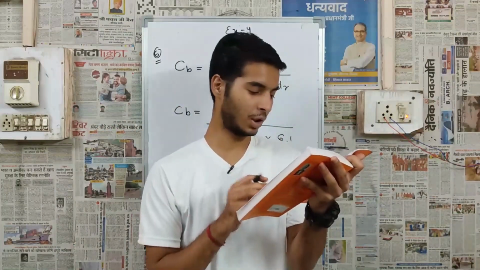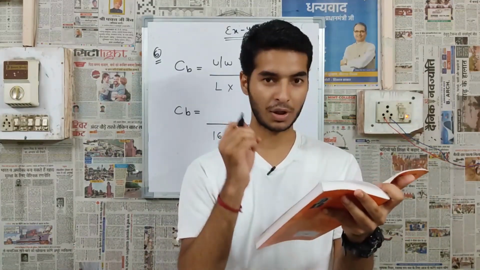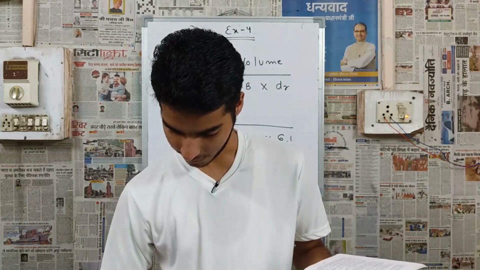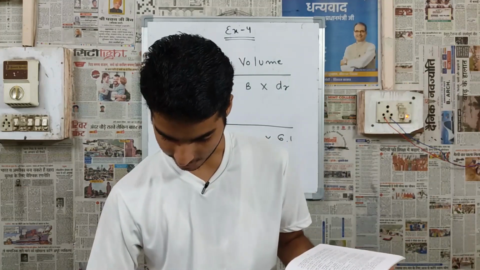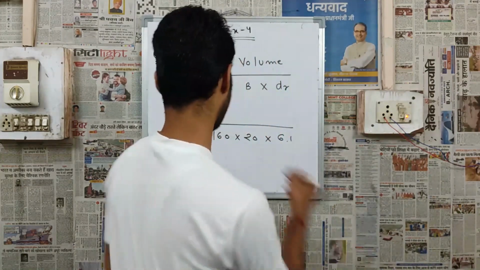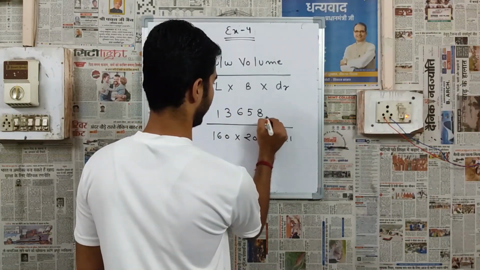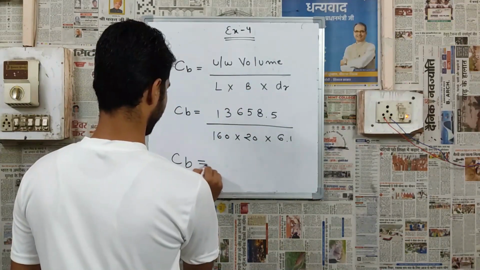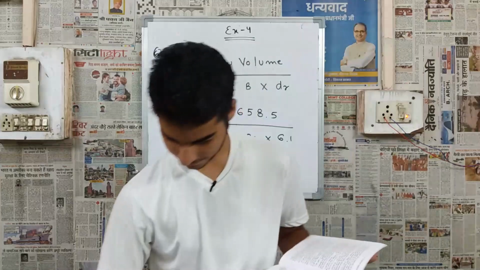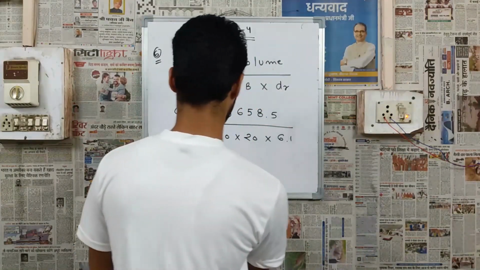To find underwater volume, what we have to do is divide the displacement, that is 14,000 ton, with the salt water density. So when we divide it, 14,000 ton divided by 1.025, the answer is 13,658.5 meter cube. Now when we solve this equation, the CB is 0.7.